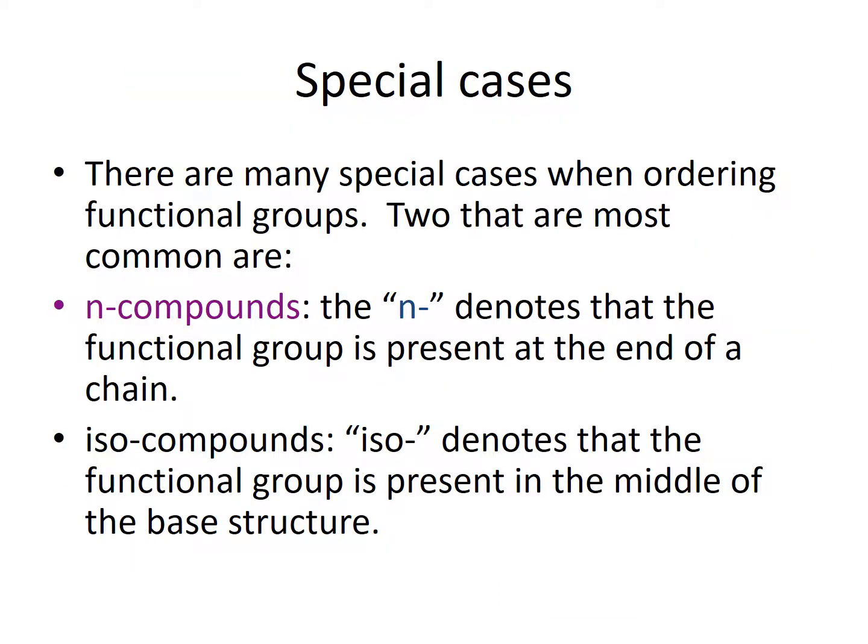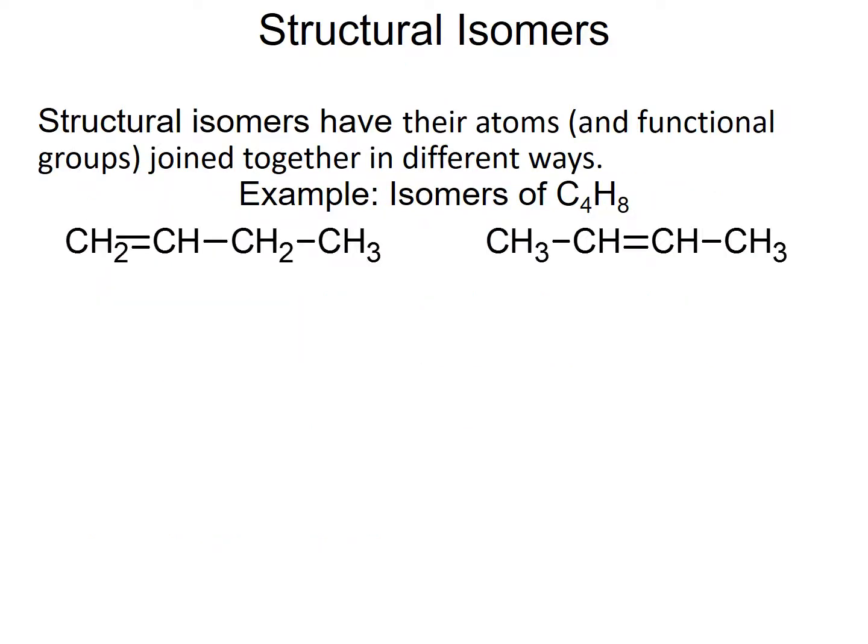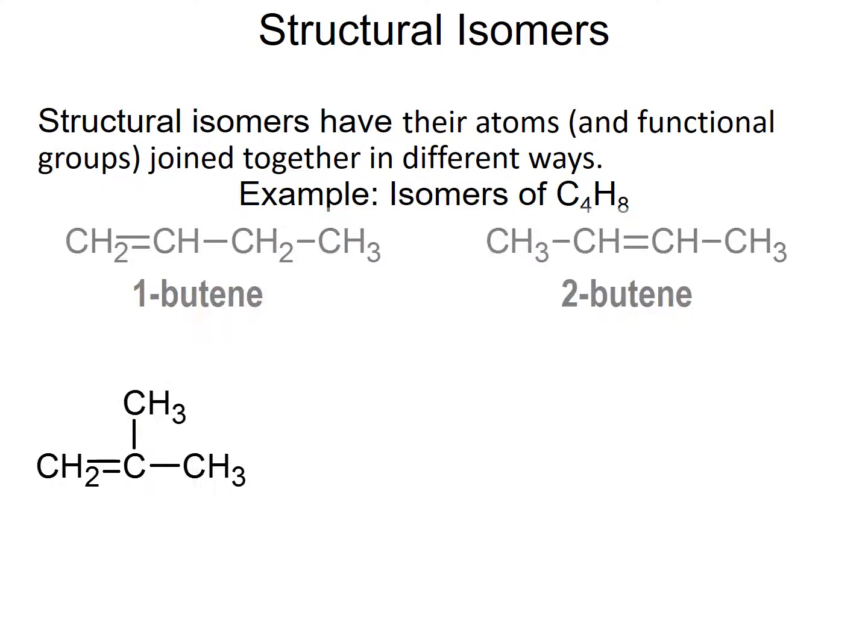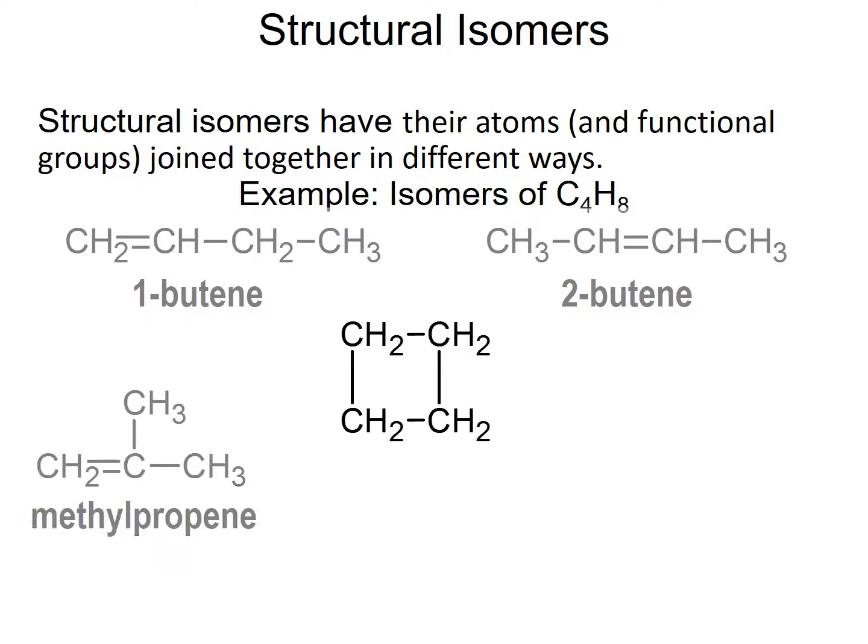There are many special cases when ordering functional groups. The N always indicates that if you've attached something, you've attached it on the end. Iso means you've attached it somewhere in the middle. For example, here the double bond is on the end, then this will be N-butene. If the double bond's in the middle, in the old naming system, that would be isobutene. We call it 1-butene and 2-butene in the new naming system. Here is another isobutene. We would call it methylpropene.